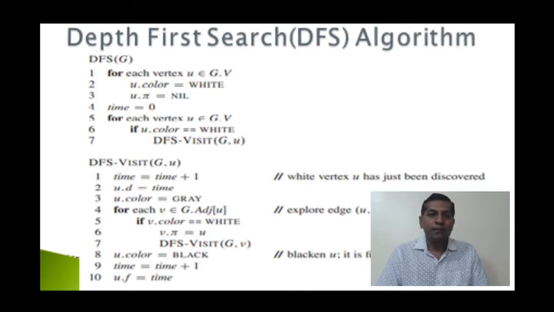We have already seen, for each vertex U, we have a number of vertices in the graph. We will start from any vertex, but we will have to visit almost all the vertices one after another, and we will start with the first. So this is the initialization stage. In this initialization stage, we have to color almost all the vertices white.